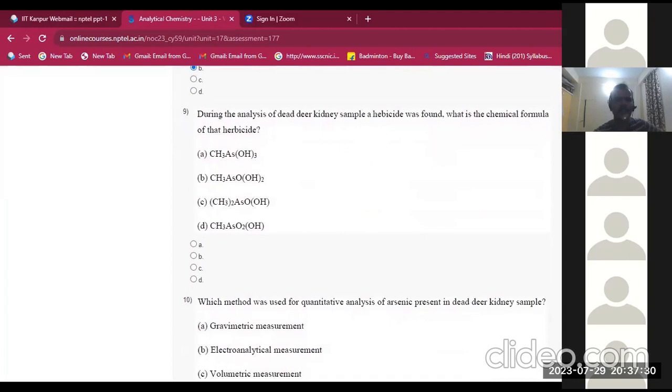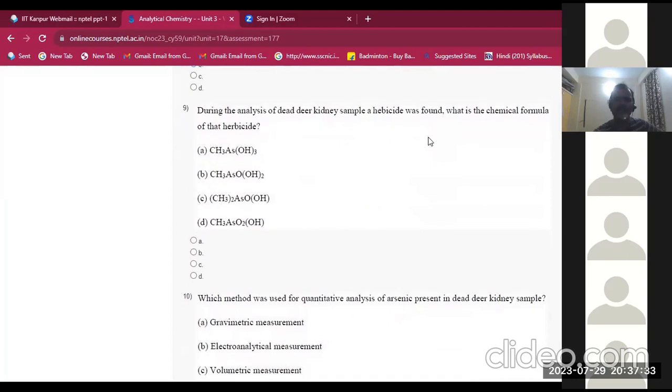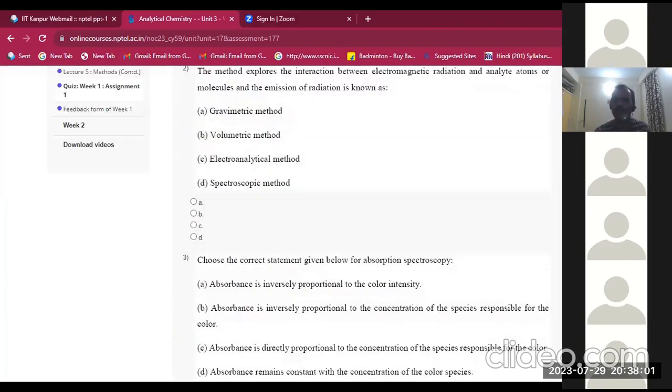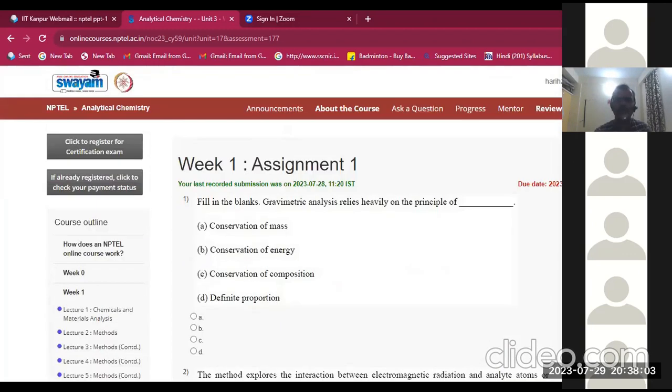Then, which species is found in herbicide? It is also discussed in the lecture. And the last is which method was used for quantitative analysis of arsenic. Please consider the word quantitative analysis. It is also discussed. So these are all very easy questions and you can do them very easily.